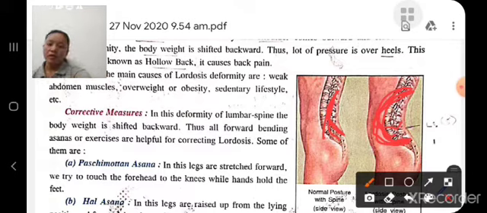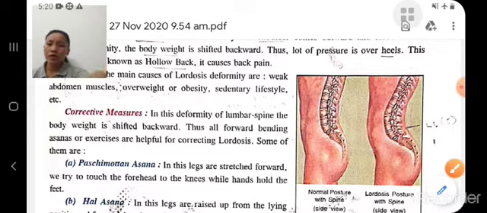When your lumbar spine bends forward, it creates a lot of pressure over your heel because your weight is shifted backward. Therefore, there is a lot of pressure over your heel. In Lordosis, the body weight is shifted backward. This problem is also known as hollow back and causes back pain.